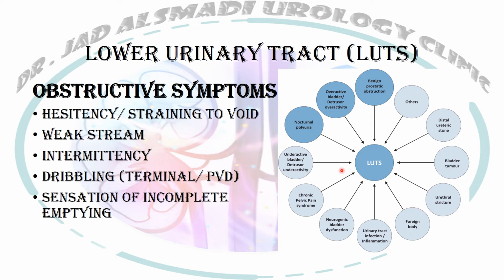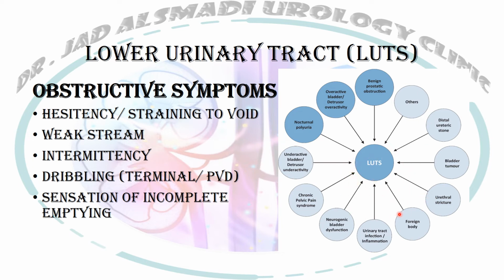Now, if the obstruction is acute, we call it acute urine retention, which is inability to void at all, and there will be lower abdominal distension from the bladder and pain. But in most cases, it is a chronic obstruction, so it is a partial obstruction. It is not complete, and this is a chronic obstruction.